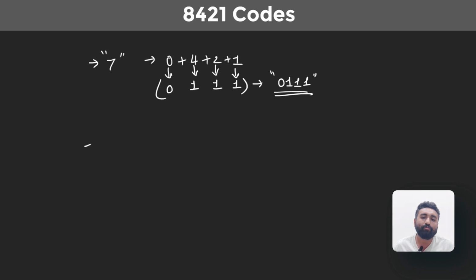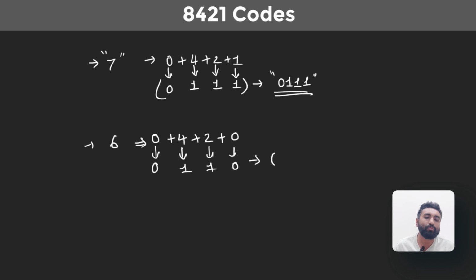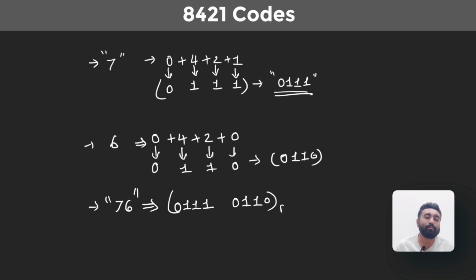One more example, for 6 we want to add 4 plus 2, right? 1 we don't want to add, and 8 also we don't want to add. So this is going to be 0, 1, 1, and 0, so it is 0110. Similarly, if we want to write 76, for 7 we need to write the 4-bit binary code, that is 0111, and for 6 it is 0110. So this is your 8421, or what we call BCD code. I hope you understood from these examples the meaning of BCD code and 8421 code.